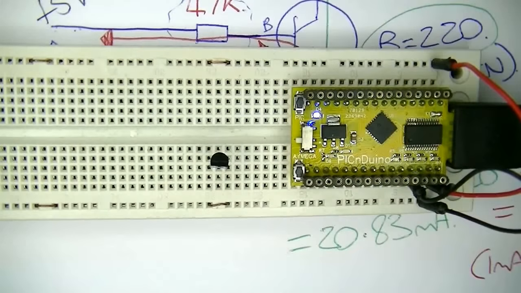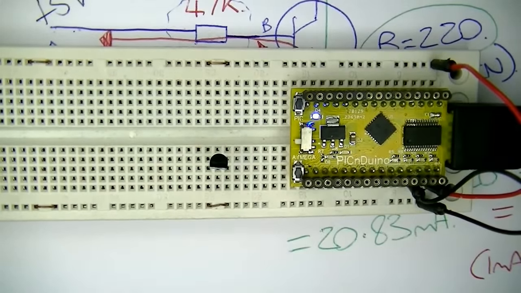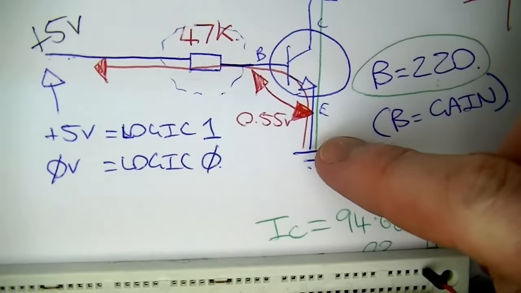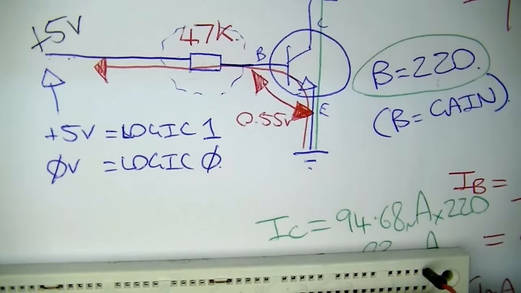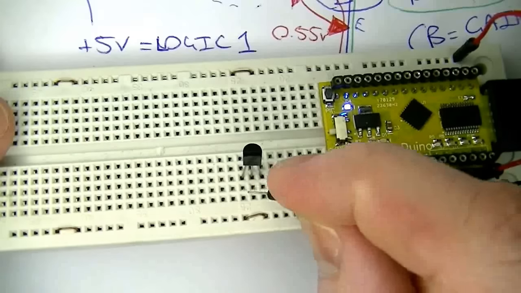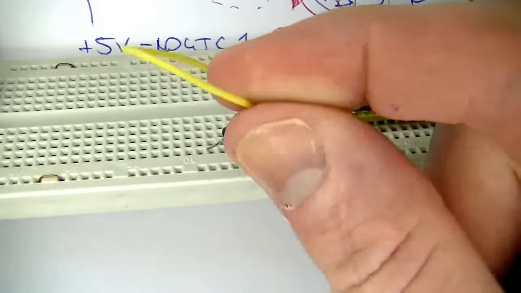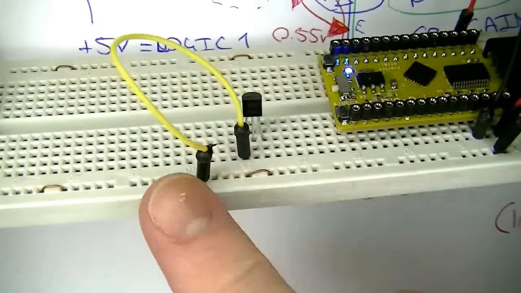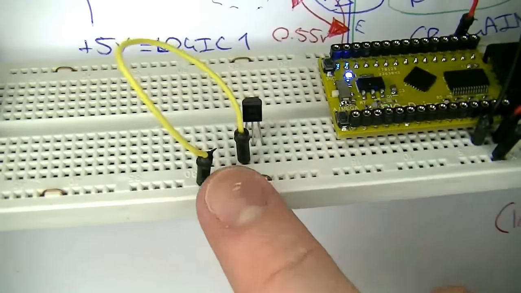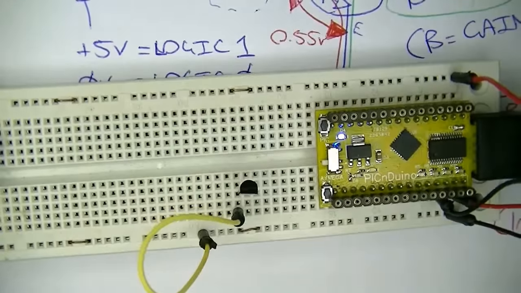So back to this. What I'll do first is I'm going to connect the emitter to ground. So my emitter is this one all the way at the left. Let's get a wire there, and ground is anywhere down on this bottom row. So the emitter is now connected to ground.